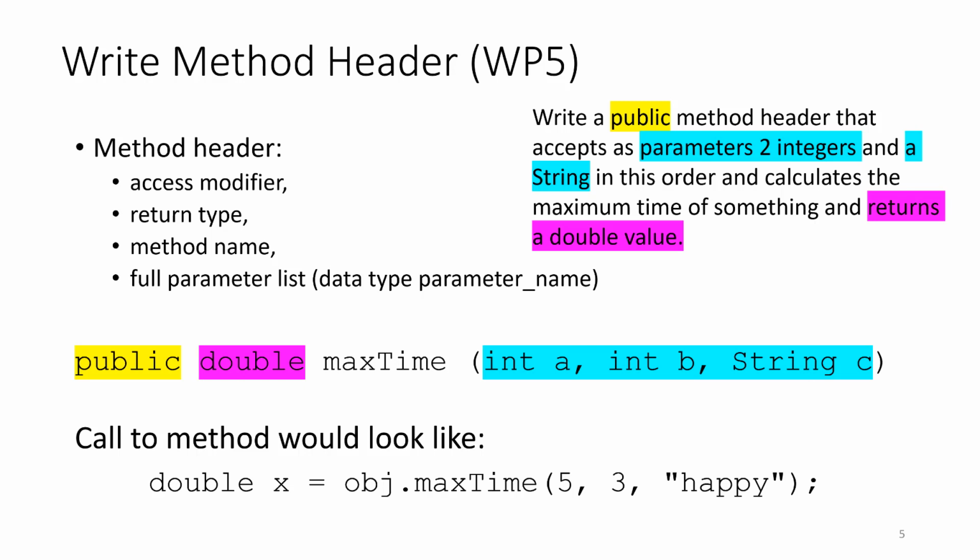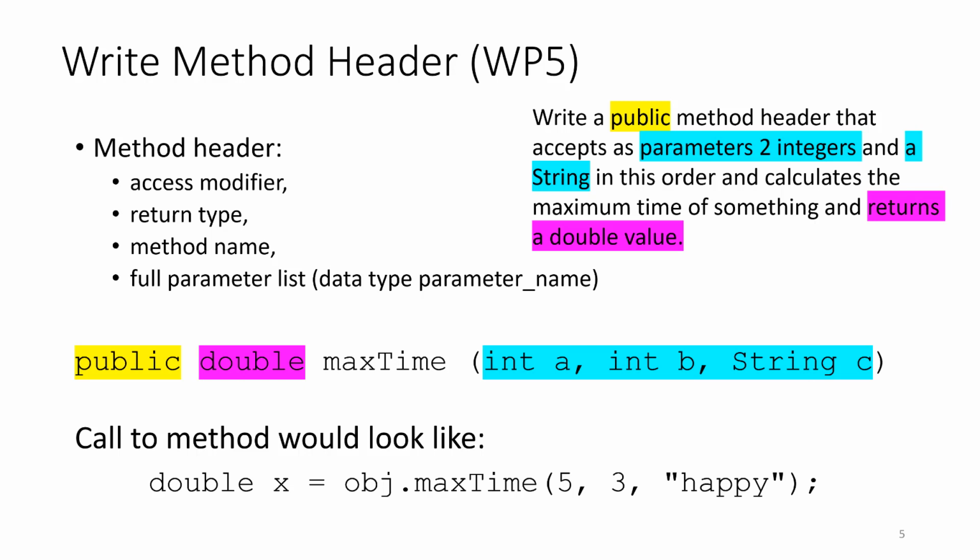So you can see that the full method header would be public, which is the access modifier, double, which is the return type, maxTime, which is the method name, and then the parameter list, which is int A, int B, String C. Recall that we could have named these things anything, not just A, B, and C.